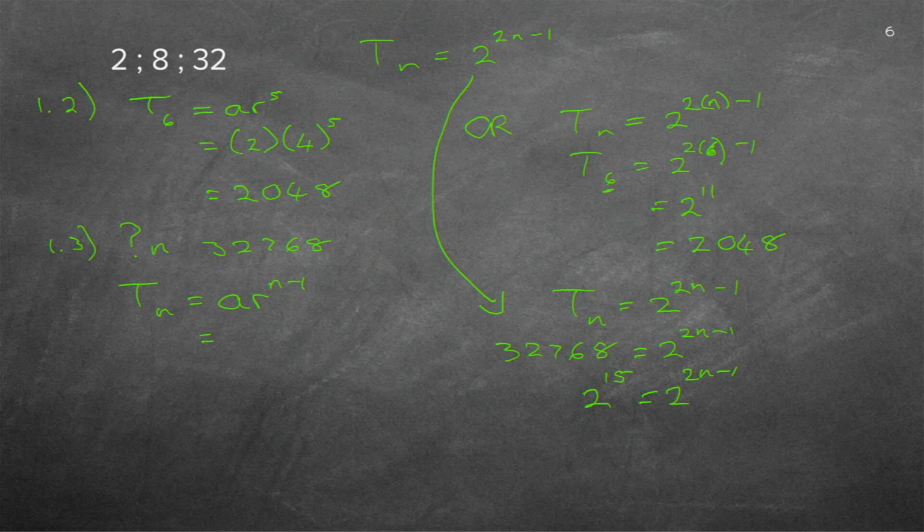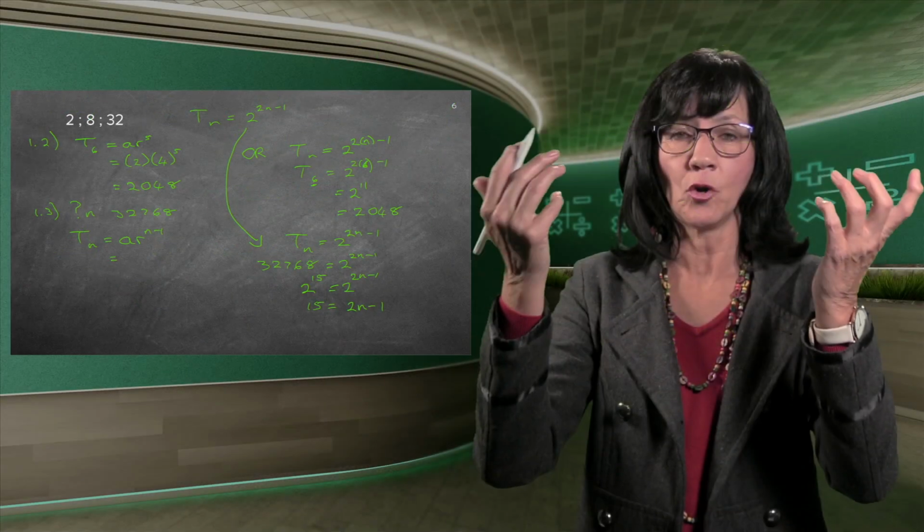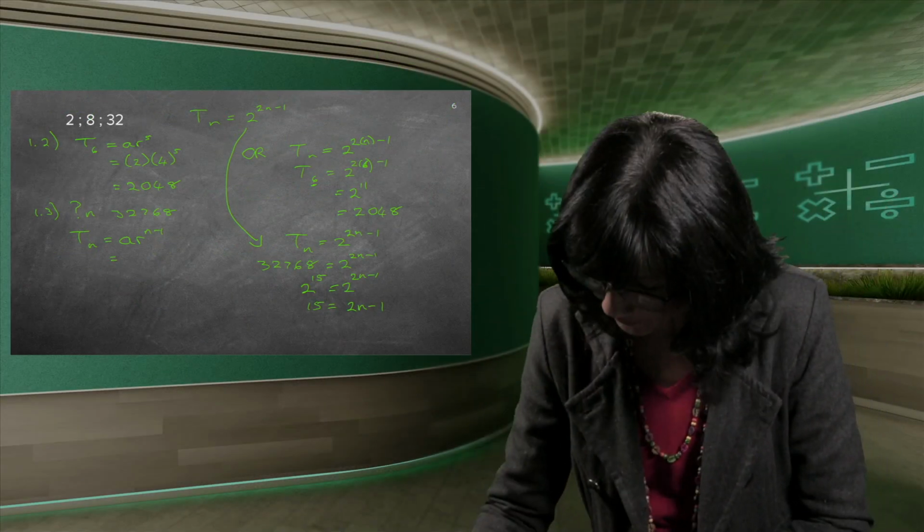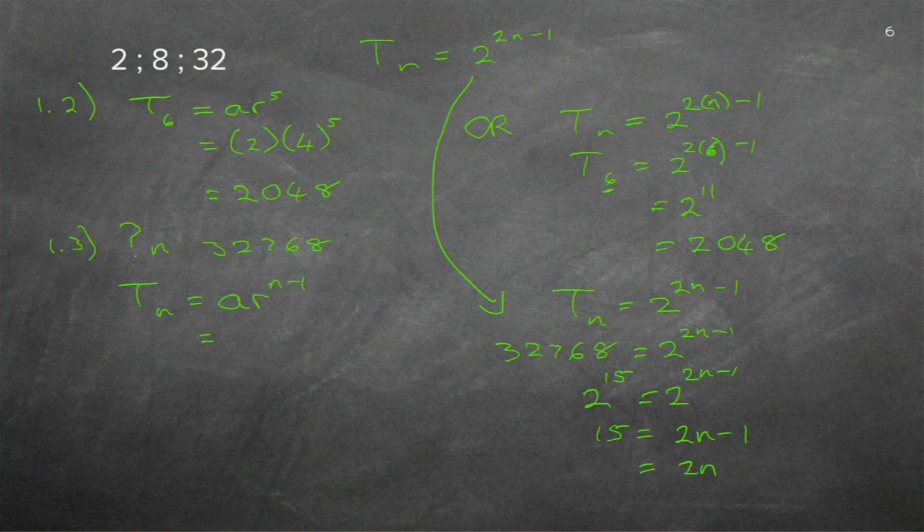And now I can just say, that means 2n minus 1 is equal to 15. I can equate the exponents. That's a law, a rule, and a law that you learned in exponents. So 2n is equal to 16. So n is equal to 8. So now you can write down, therefore, T8 is equal to 32768, the 8th term. Good.